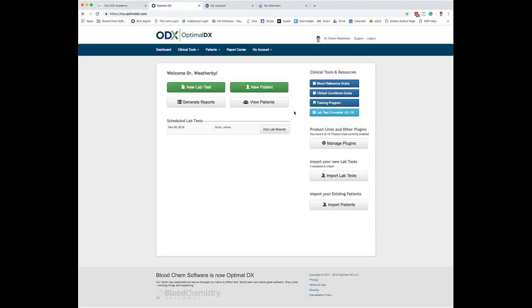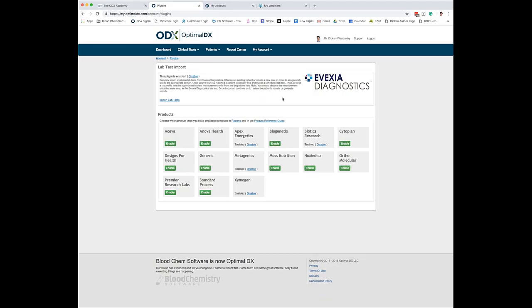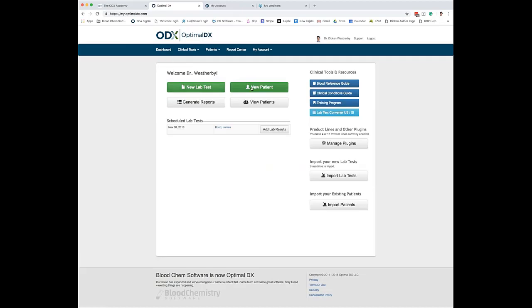So basically, this is the software. This is where you would land. We've got blood reference guides, we've got clinical conditions guides. We do lab test converters. You can manage plugins. This is where you would manage your lab integrations and what supplement companies you want to get reports with. You can add new lab tests, add new patients, generate reports, view your patients.